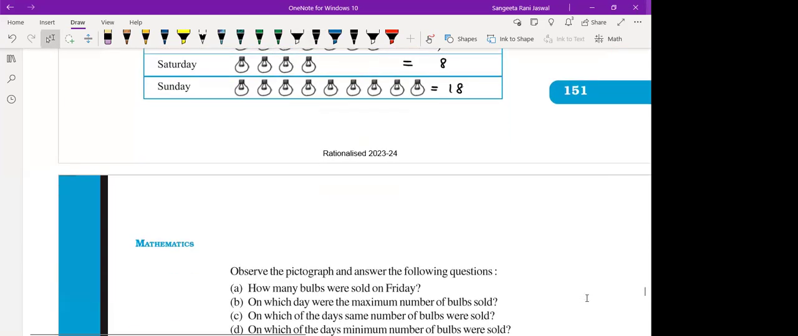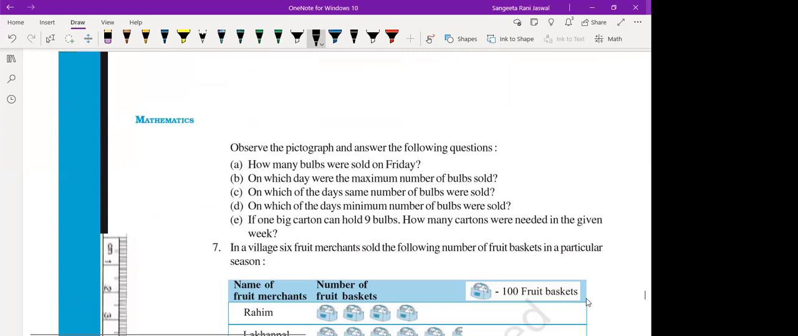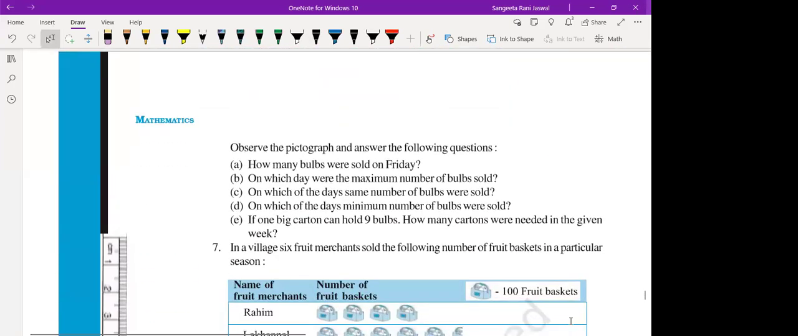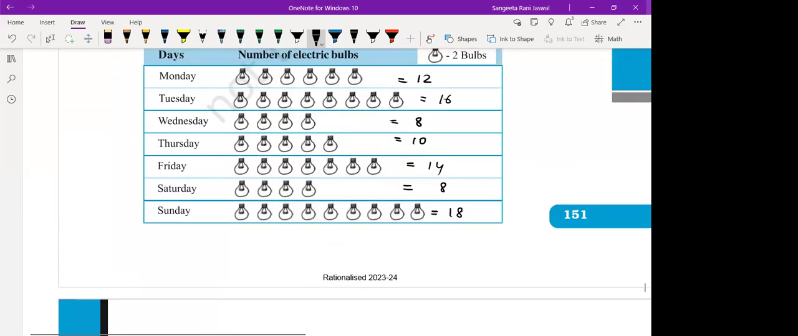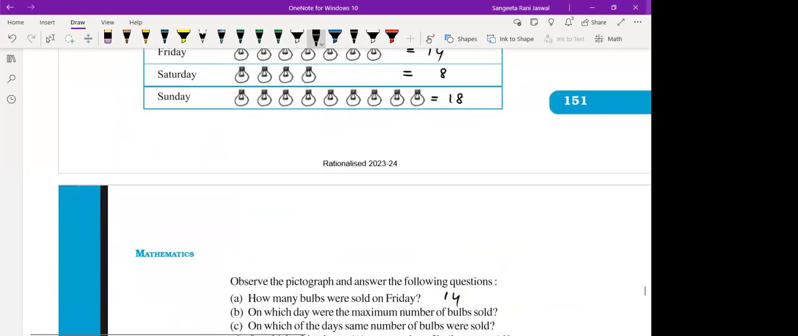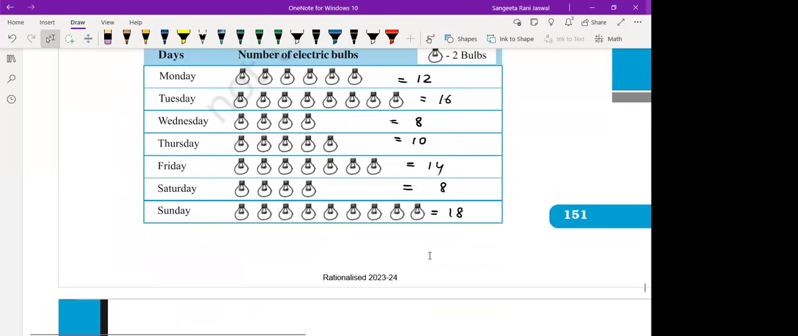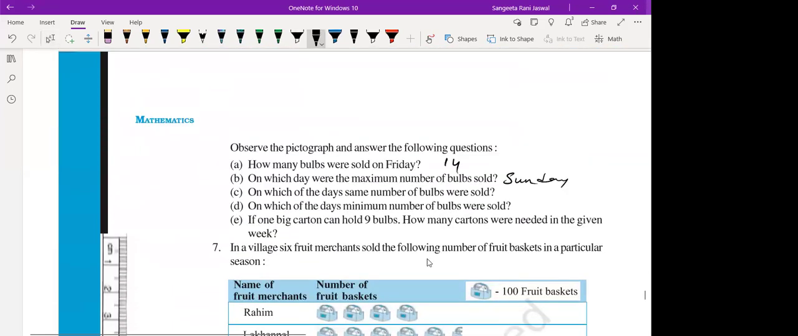Okay. Now let's see what is asked. Observe the pictograph and answer the following questions. How many bulbs were sold on Friday? Ma'am, 14. So 14 bulbs were sold on Friday. On which day were the maximum number of bulbs sold? Ma'am, Sunday. Okay, so write Sunday here. On which days same number of bulbs were sold? Ma'am, Wednesday and Saturday. So we'll write here Wednesday and Saturday.